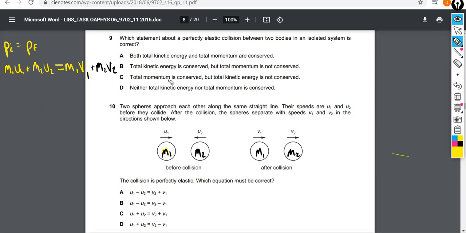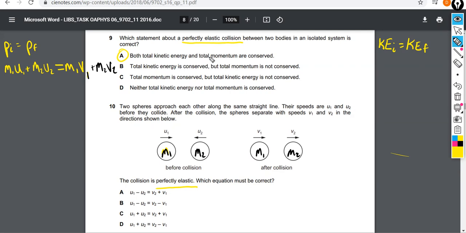Now, both of these questions, 9 and 10 here, talk about a perfectly elastic collision. A perfectly elastic collision is one where not only is the momentum conserved, but the kinetic energy is also conserved. So the kinetic energy of all the particles before will equal the sum of all the kinetic energy after the collision. And that really is enough now that we could answer question 9. It says, which statement about a perfectly elastic collision between two bodies in an isolated system is correct? A, both the kinetic energy and the momentum are conserved. In a perfectly elastic collision, both quantities are conserved.